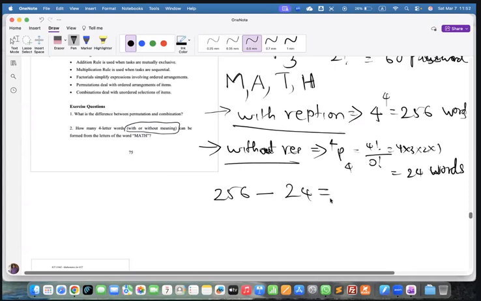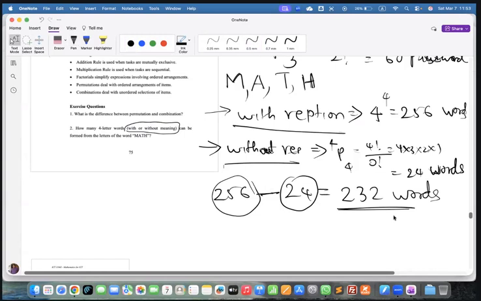So the remaining 256 minus 24, 232 words, they have repeated letters in the 4 letter words, right? So only 24 words we can make without repetition. So with repetition we are making 256. So 256 minus 24, 232 words, they have more than one repeated letters, right?